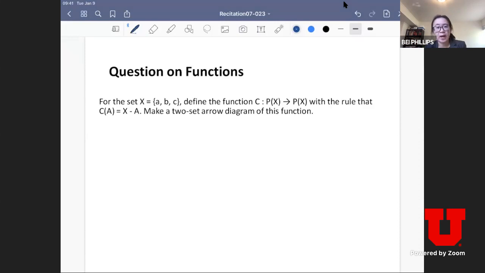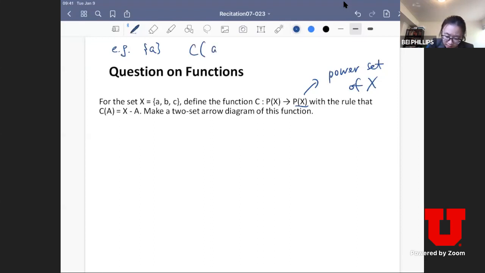You have a set with 3 elements, A, B, and C. Define the function from P of X to P of X. So P of X means it's a power set of X. The rule is that when I take an element from the domain of the function, it maps to the complement of it. So for example, if I take a subset of X, let's say it's element A, then C of A of this set is equal to X minus the set.